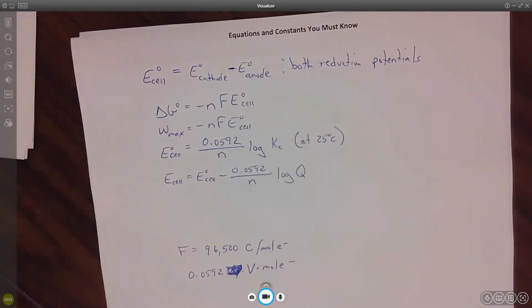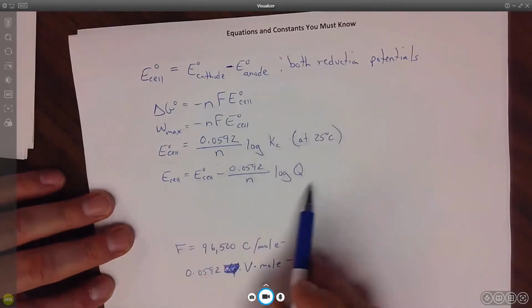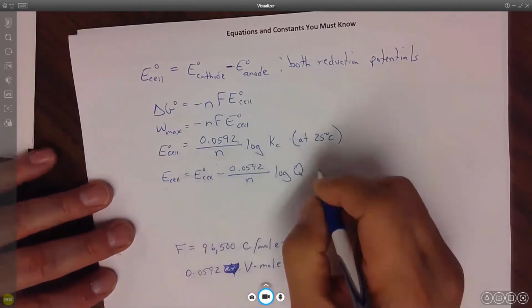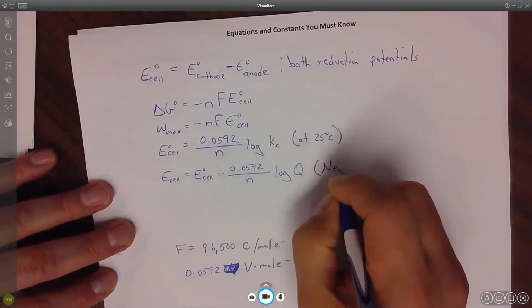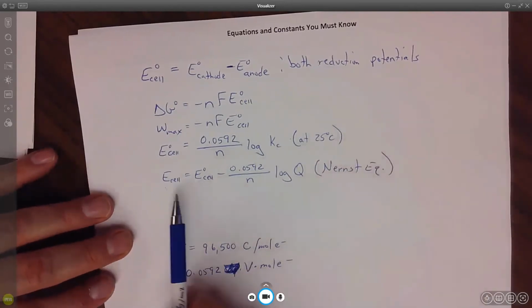That actually has a special name. This is used constantly in electrochemistry because, again, nothing's ever at standard conditions. So we're going to use it constantly, and it's called the Nernst equation.